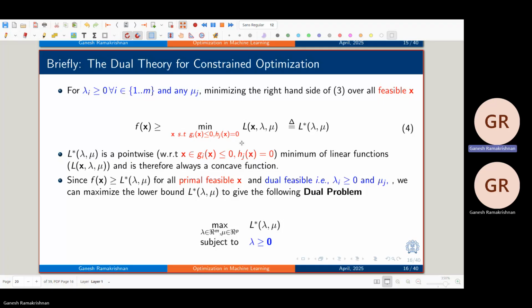Now the question is, L star itself is a little complex function. L star itself is a min over feasible x. How do you find the feasible x? Don't worry about it now. We'll come to that.